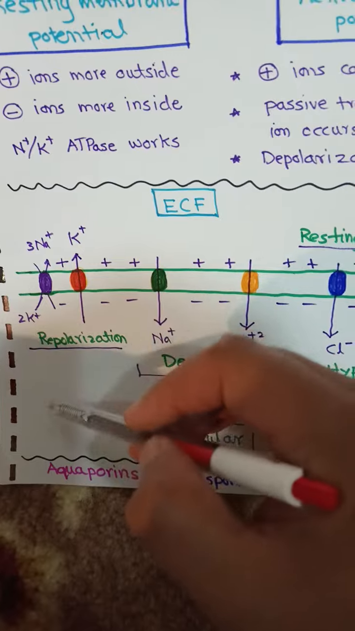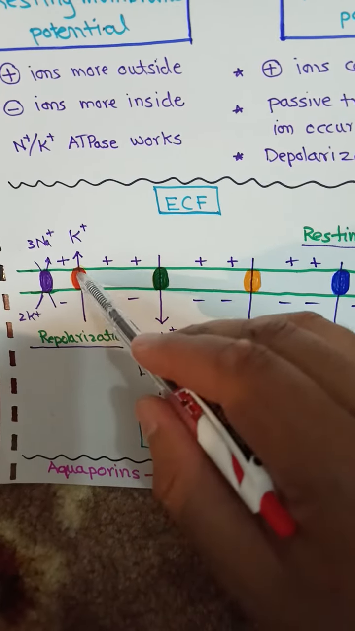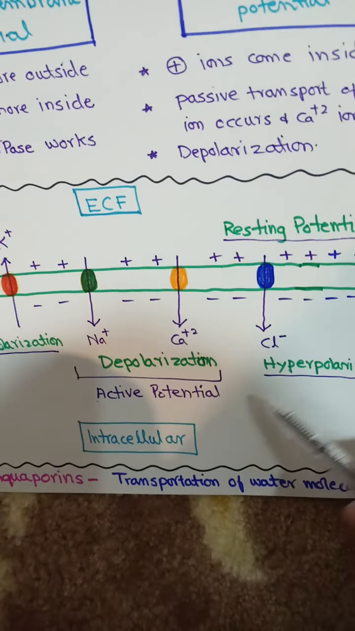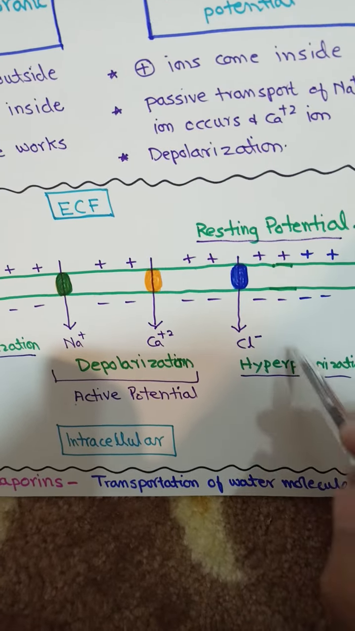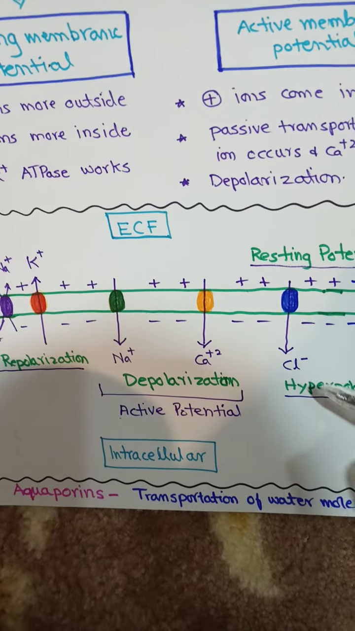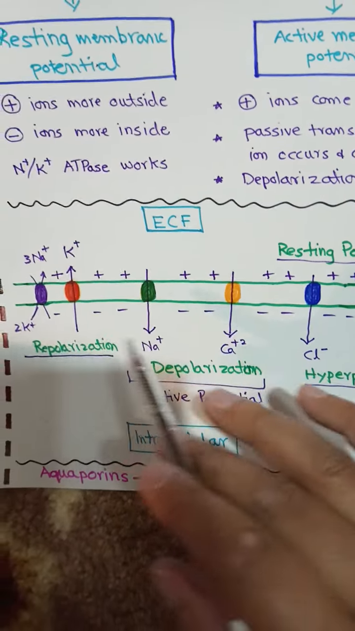Similarly, potassium ion channels cause facilitated diffusion, and the sodium potassium ATPase moves three sodium ions outside and two potassium ions inside. This causes repolarization of the membrane, and in this way the resting membrane potential is developed again. And when chloride ion comes inside, it causes hyperpolarization of the membrane. In this way the membrane potential works due to these ion channels.